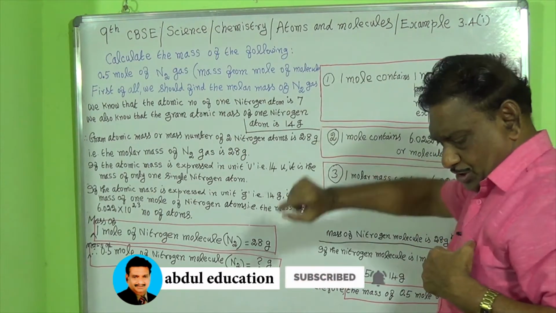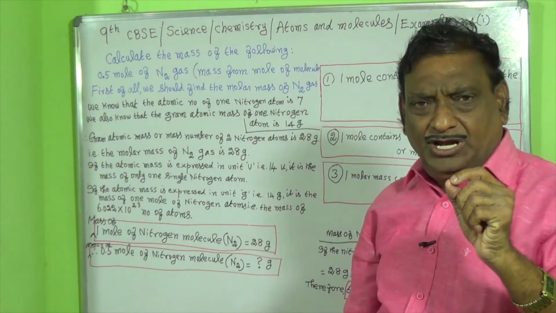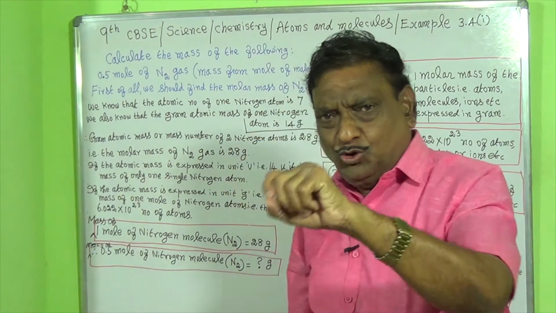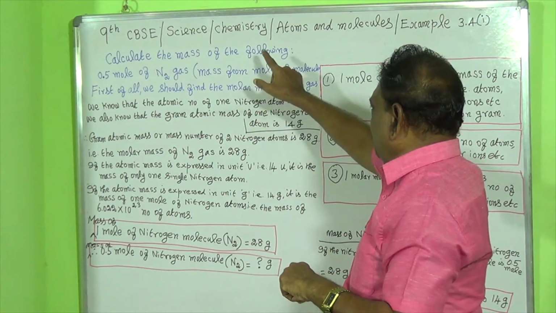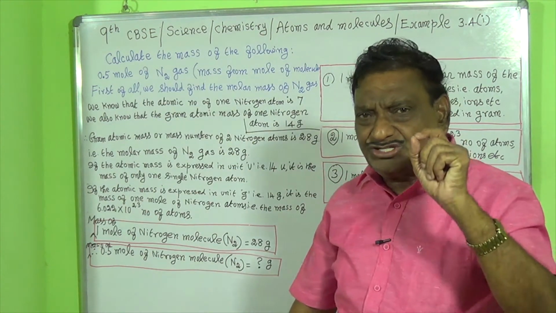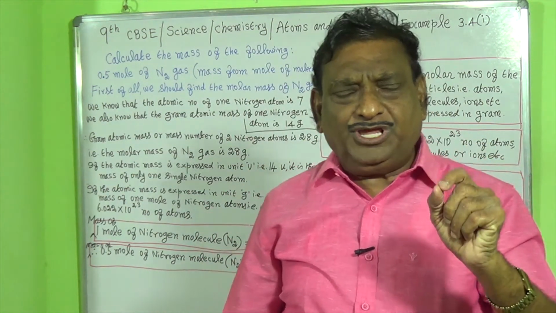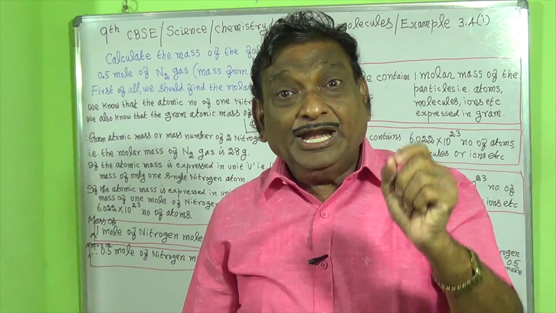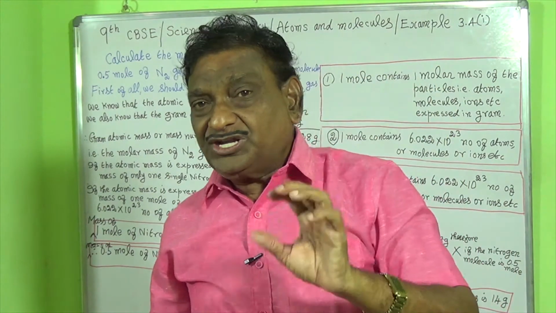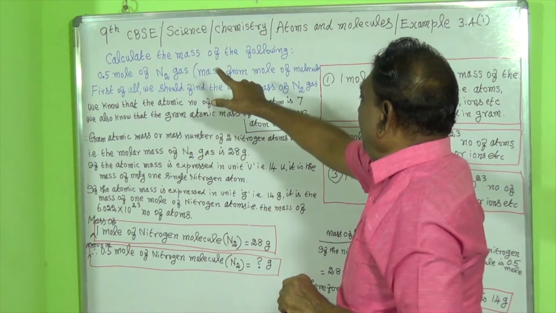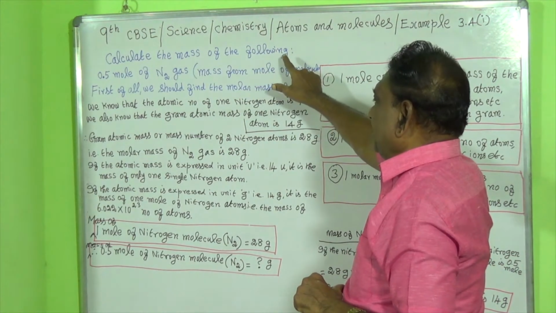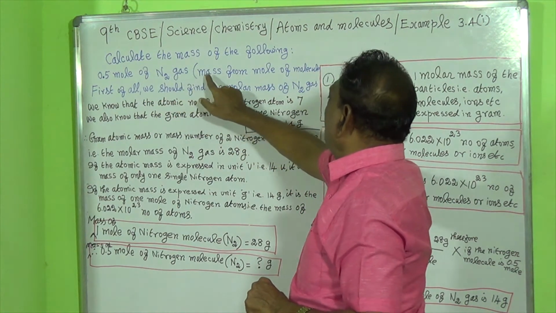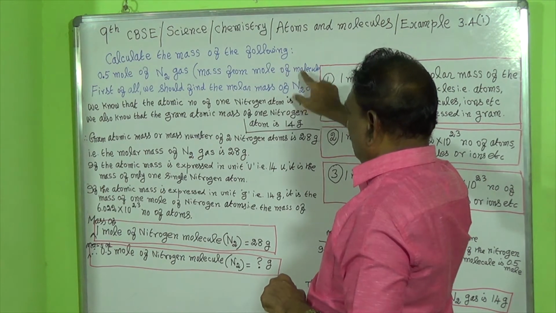We are going to see the example 3.41 in the chapter Atoms and Molecules in the subject Chemistry in Science for 9th CBSE students. This concept is also very useful to 10th CBSE, plus 1 CBSE and plus 2 CBSE students. What is the sum? Calculate the mass of the following: 0.5 mole of N2 gas, mass from mole of molecule.